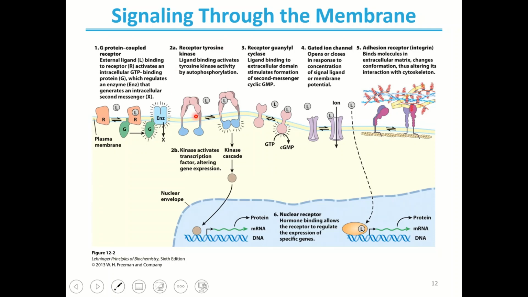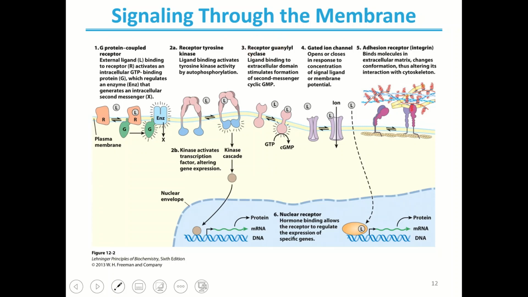Receptor tyrosine kinases, and we'll talk about the structure in the next lecture a little bit, but they are integral membrane proteins that have very large regions inside and outside the cell. When they bind their ligand, they activate the intracellular part that then phosphorylates another protein, and then that protein phosphorylates another protein, and you get what's known as a kinase cascade. Kinase is a word for a protein that phosphorylates something.